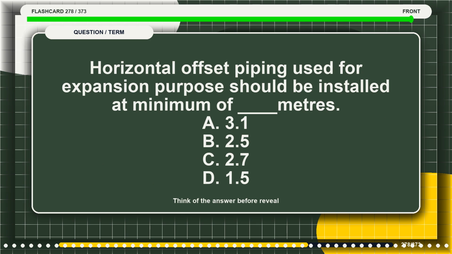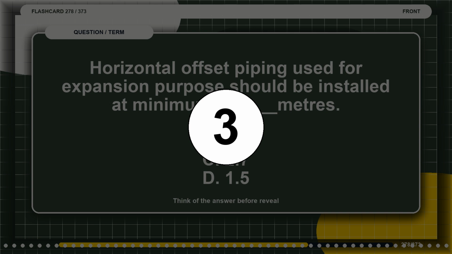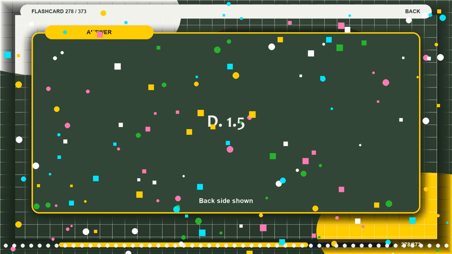Flashcard 278. Horizontal offset piping used for expansion purpose should be installed at minimum of blank meters. A. 3.1. B. 2.5. C. 2.7. D. 1.5. Think of the answer before the reveal. The answer is D. 1.5.